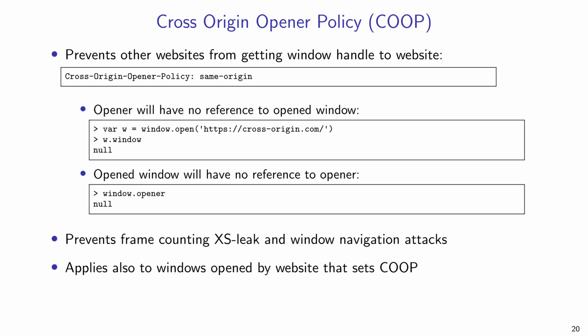Note that this applies also to windows opened by a website that sets the COOP header. So if our website sets this header, it won't get window handles to other sites opened from our website. This security header is also safe to apply by default, unless of course our website uses some unusual features that require window handles to other websites. Alright, so that's about preventing cross-origin framing and window opening attacks.